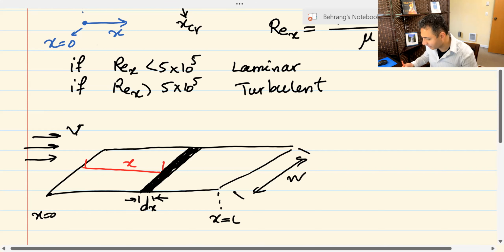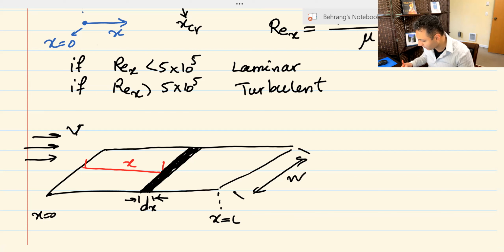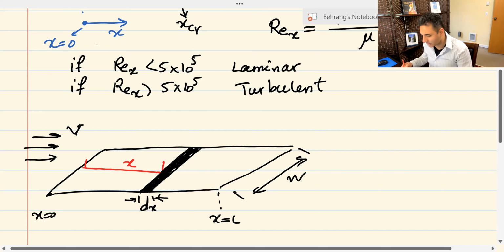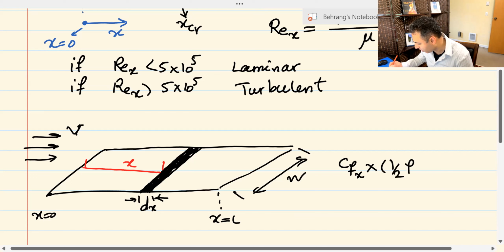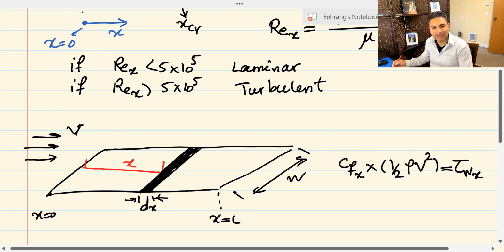When we define the average, the local friction coefficient is supposed to give you the local shear stress. It is defined such that if you have the local friction coefficient and you multiply it by the dynamic pressure caused by this flow over the plate, you can get the local shear stress at that point. And what does that mean?